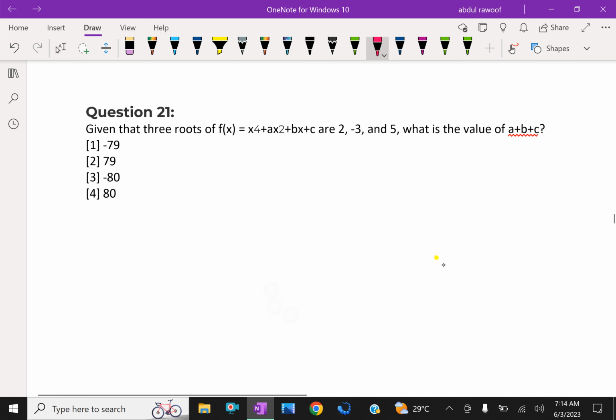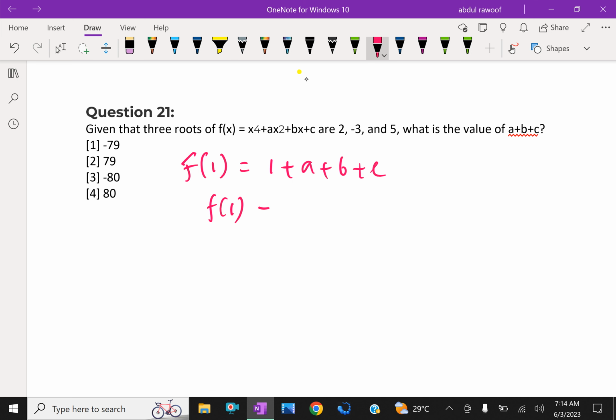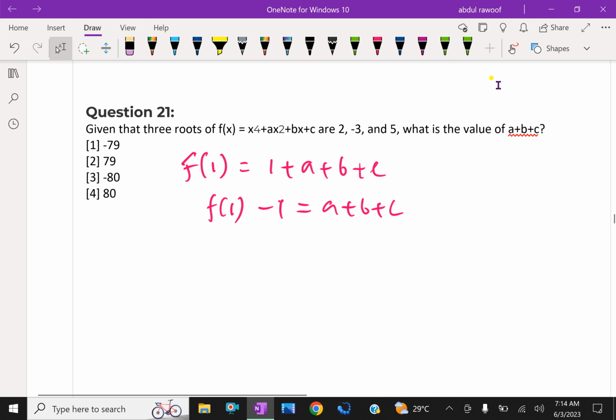Put x equal to 1 in f of x. We'll get f of 1 equals 1 plus a plus b plus c. Therefore, you can say f of 1 minus 1 equals a plus b plus c. Our aim is to get the value of a plus b plus c, which is equal to f of 1 minus 1.